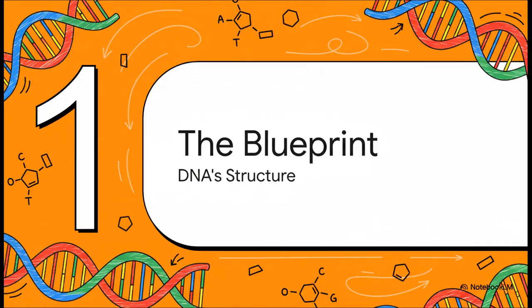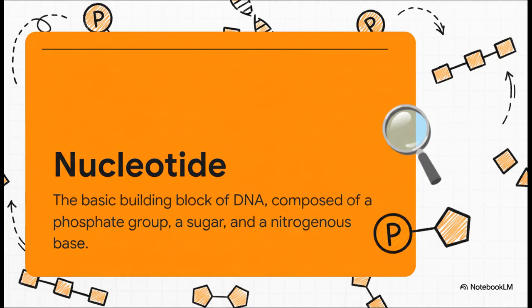We have to start at square one, right? And that means the absolute foundation of genetics, the structure of DNA, the blueprint itself. I promise you, if you get this down, everything else that follows is going to make so much more sense. And everything, I mean everything in DNA starts with this little guy, the nucleotide. For the exam, you absolutely have to know its 3 parts by heart. You've got the phosphate group, the deoxyribose sugar, and of course, one of those 4 nitrogenous bases.